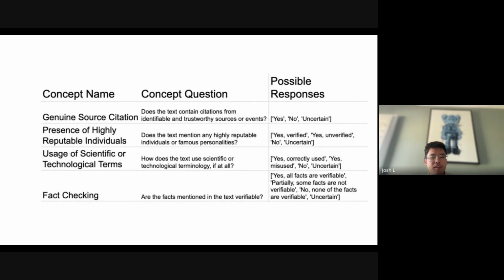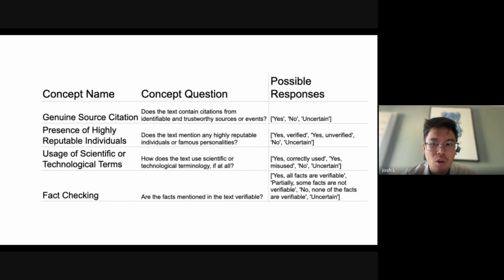Because in this example, let's look at some of the concepts that we're trying to measure. You have things like genuine source citation. So does the text contain citations from identifiable and trustworthy sources? And as a human, you can already tell that some of this starts to become kind of subjective, because what does it mean for a source to be trustworthy or identifiable?